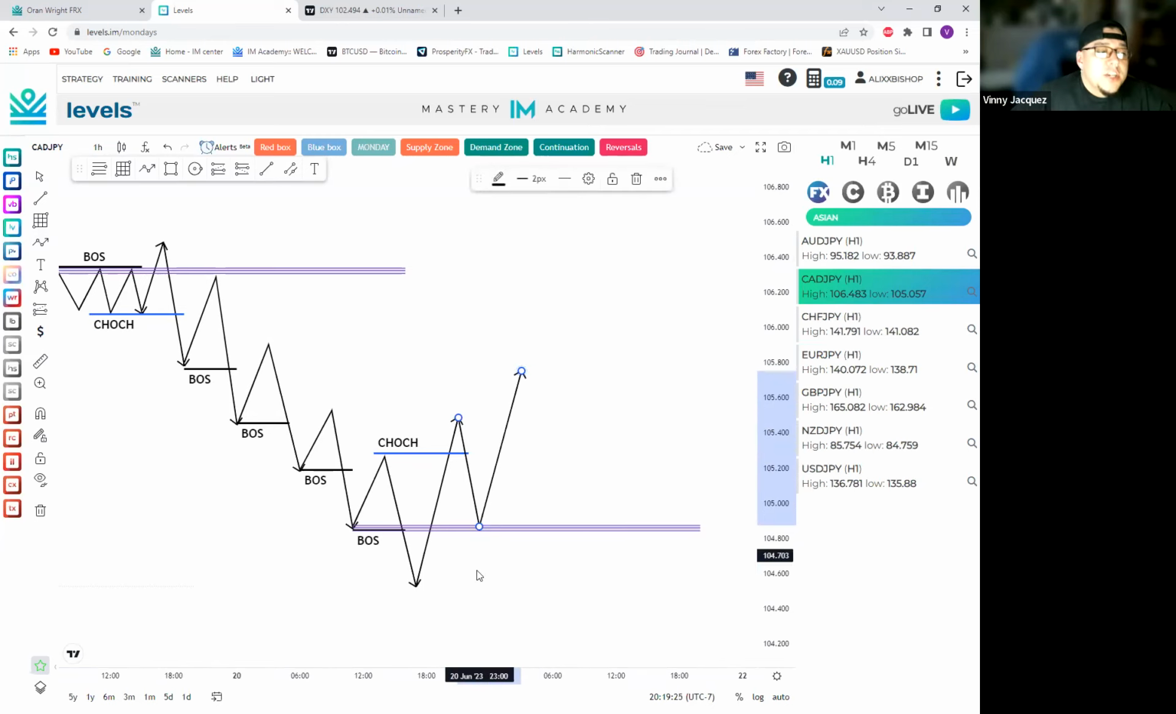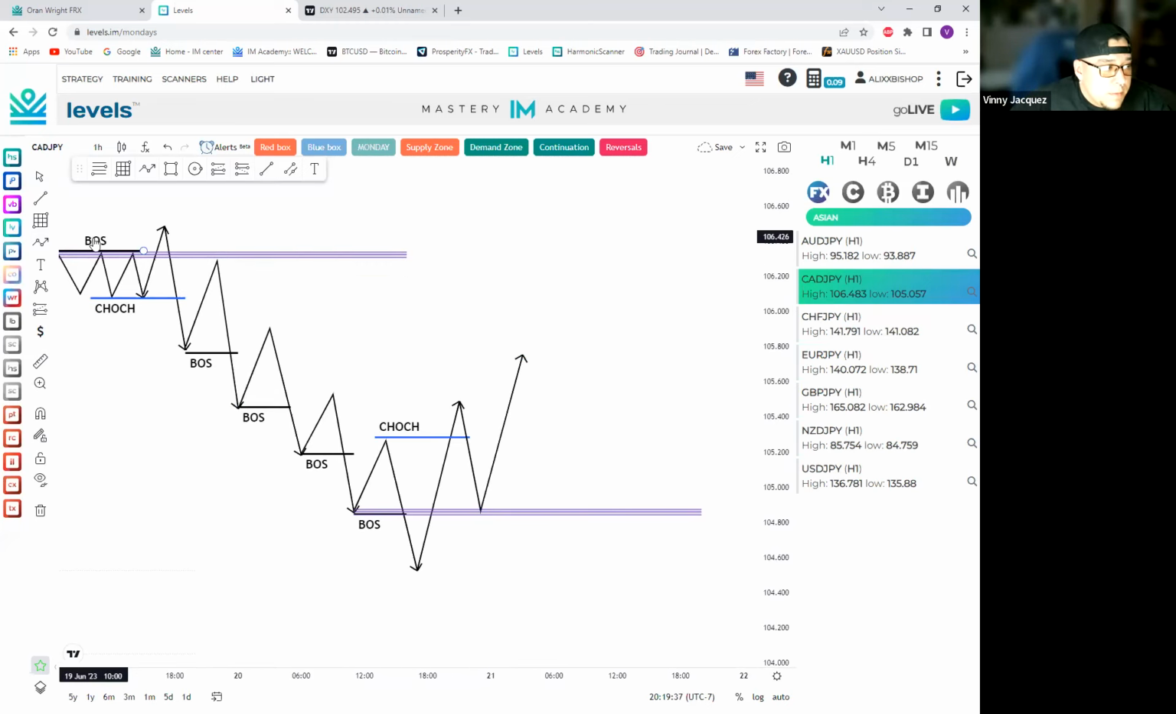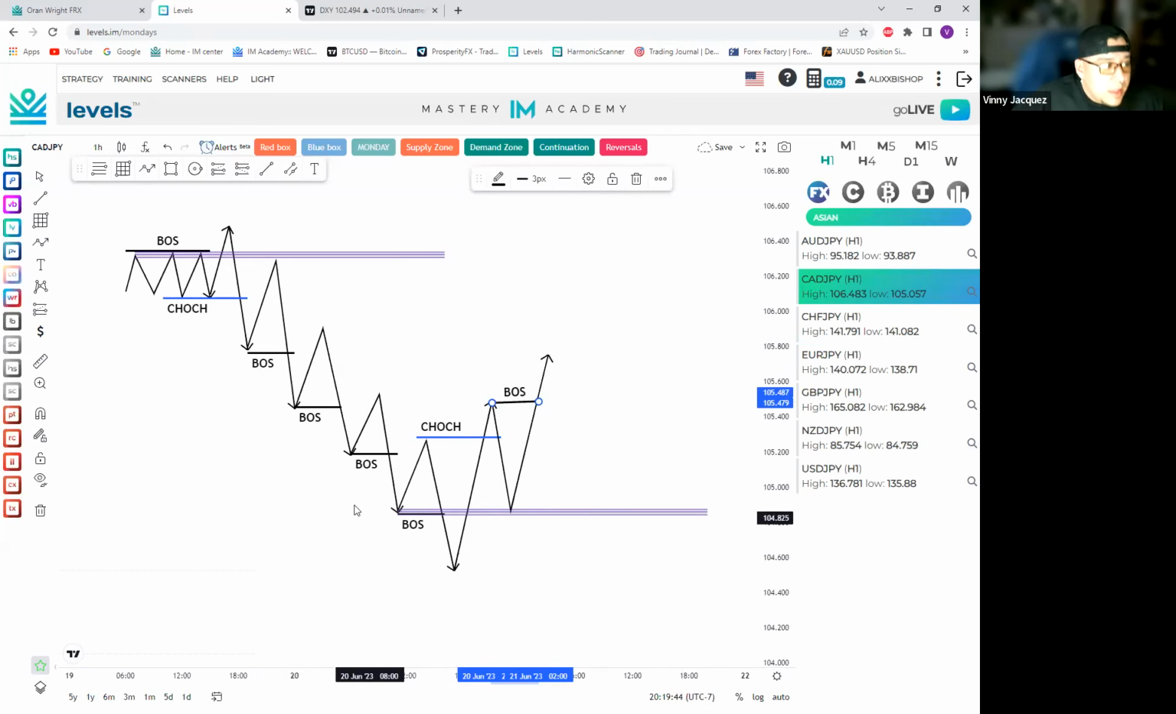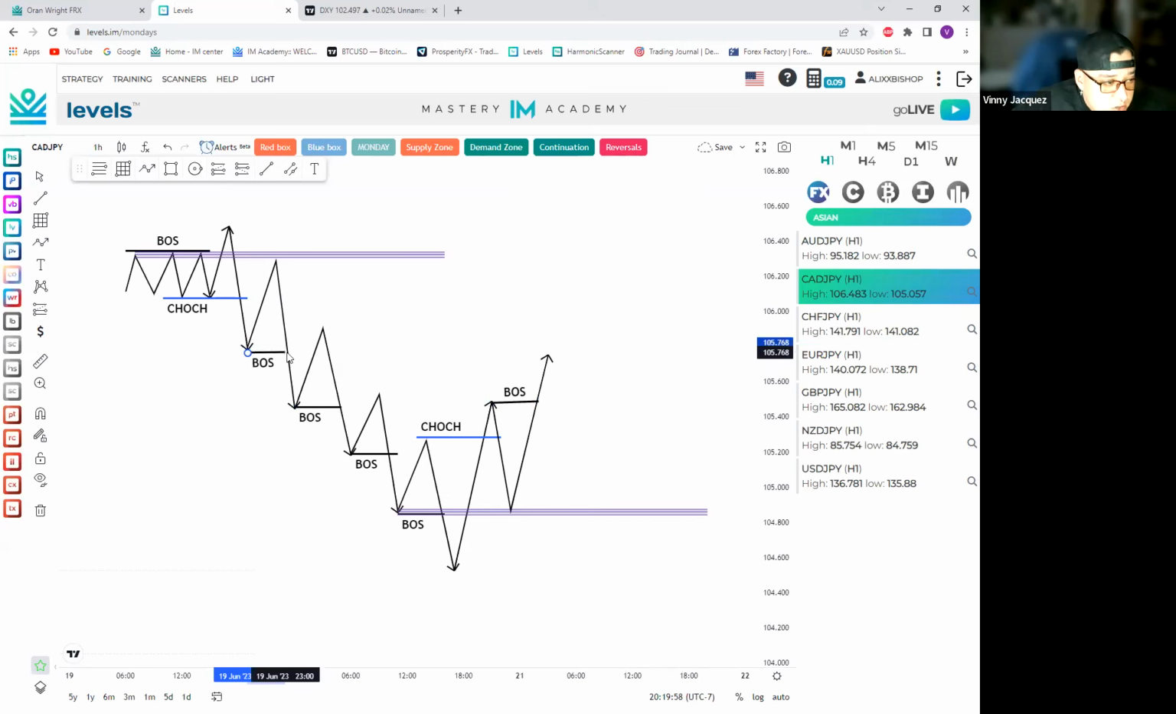So now that we're changing character from the downtrend to an uptrend, I know this is going to be a little confusing, but now it's going to continue with its BOS. Nothing really changes. I know this could be confusing, but everything that would continue to break these zones would now be a break of structure.